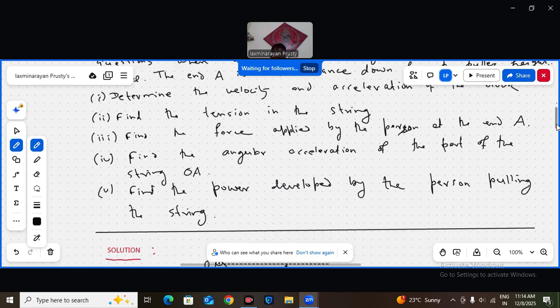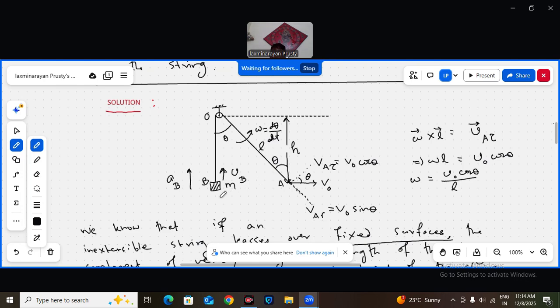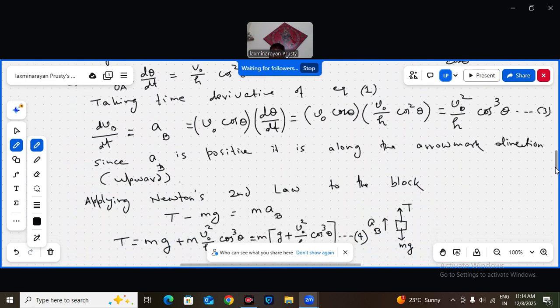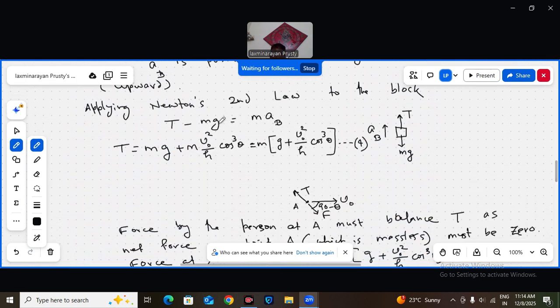Question number 2. Let's find out using Newton's law. Apply Newton's law to the block hanging. How much will it be? T minus mg in the upward direction, net force is equal to mass into upward acceleration. So T is equal to this. Okay. This is the free body diagram of the hanging block, and this is Newton's law for that. So I got the tension is m into g plus V naught square by h cos cube theta. We'll later put the numerical values.